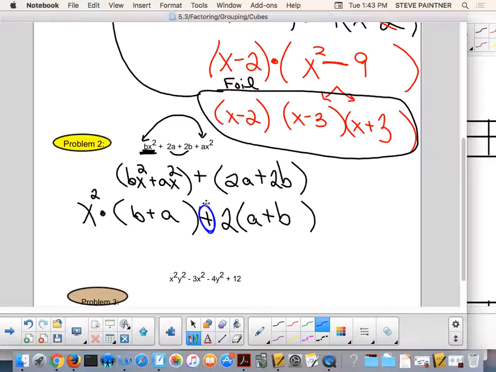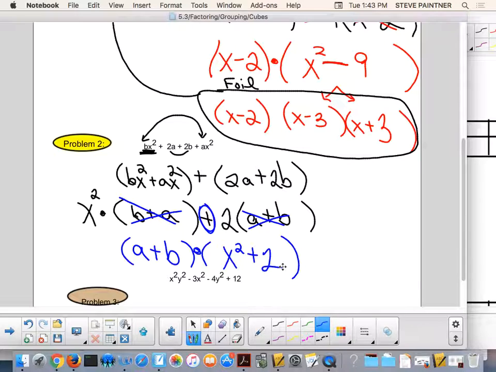A plus B or B plus A, it doesn't matter which way you write it. So I'll just write A plus B comes out times, this becomes the GCF, times what? Cross it out. X squared plus 2. Are you done?